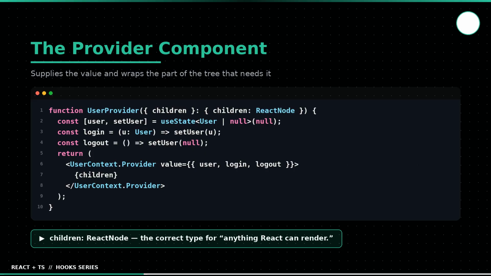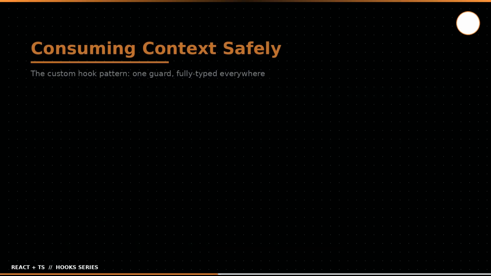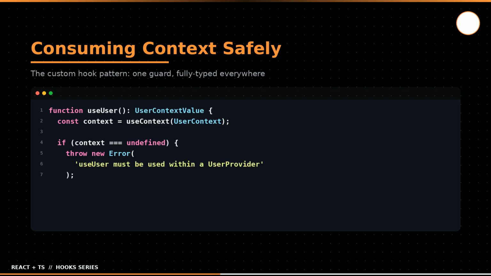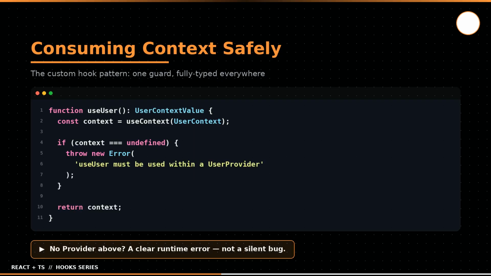Now we wrap our app once, at the top. Function App, return UserProvider, Layout. Every component inside Layout, no matter how deep, can now reach into UserContext directly. No more drilling. Consuming context safely, the custom hook pattern. Here's the naive way to consume this context, using React's built-in useContext hook directly. Import useContext from React. Function Header. Const context = useContext(UserContext).